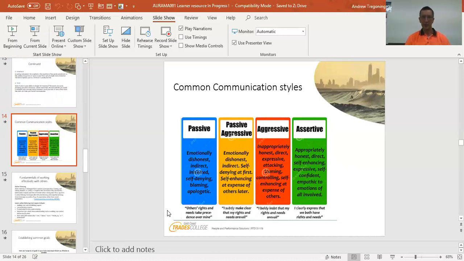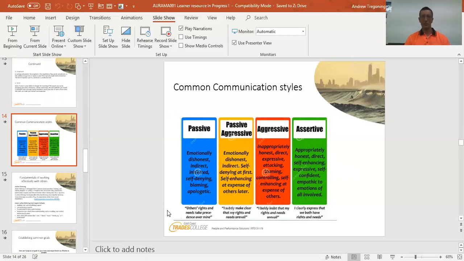You may have heard of passive-aggressive: emotionally dishonest, indirect, self-denying at first, self-enhancing at the expense of others later. I subtly make clear that my rights and needs prevail. Aggressive would be categorised by inappropriately honest, direct, expressive, attacking, blaming, controlling, self-enhancing at the expense of others. I boldly insist that my rights and needs prevail. That would be an aggressive type communication style.